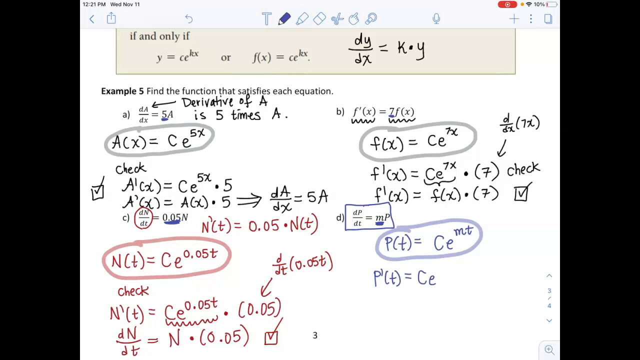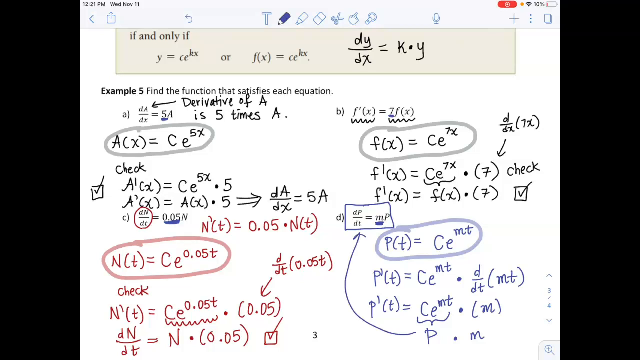Okay, we're taking the derivative of this, c times e to the mth power, with respect to t. I need to find the derivative of m times t, and that is simply going to be m. So what we are looking at is that p prime of t is equal to p times m, and that is what they wanted up there, right? So that was a quick check.